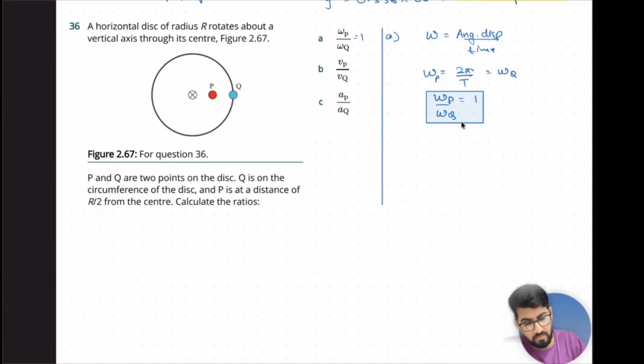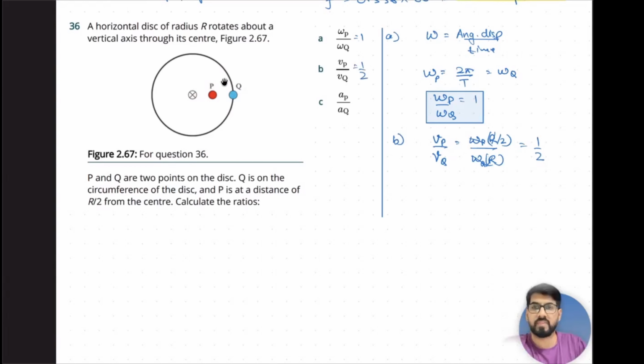Now they are asking for linear velocity. We know that Vp over Vq is omega times r over omega times r. Since omega p and omega q are the same, it depends directly on the radius. At p the radius is r by 2 and at q the radius is r. So this r and this r get cancelled, and it is 1 is to 2, that is 1 by 2. So the ratio is 1 by 2. And then they are asking us to find the acceleration.